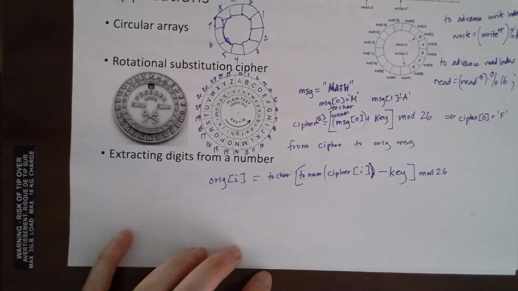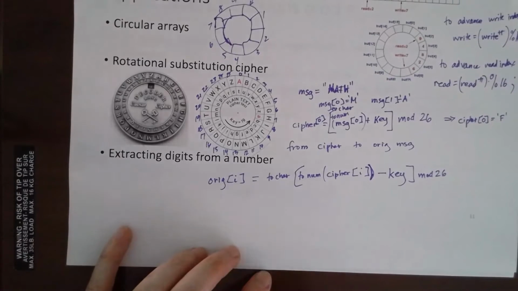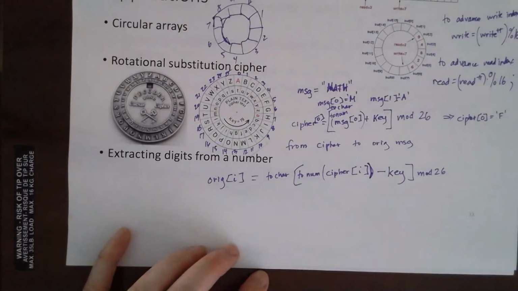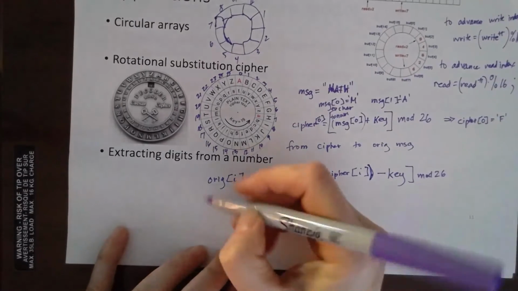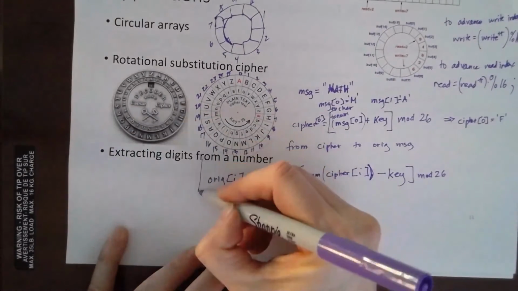Again, that's because it's circular in nature. This rotational substitution cipher is circular in nature. So anytime you see something that wraps around or is circular, that is the key to you: I need to use some kind of modular arithmetic here.